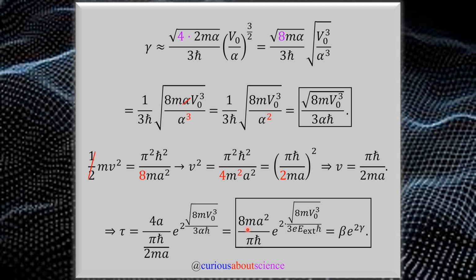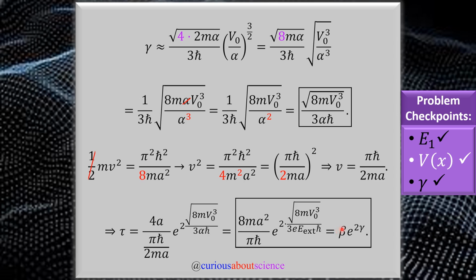So we see that we get 8ma squared over pi h bar, with e to the 2 times everything that we saw from the tunneling factor, except the alpha term now gets substituted in as e times the external electric field. And to make our computations easier, we have a coefficient term and then the tunneling term. And trust me, trying to plug all these in will be tedious, so let's get to it.